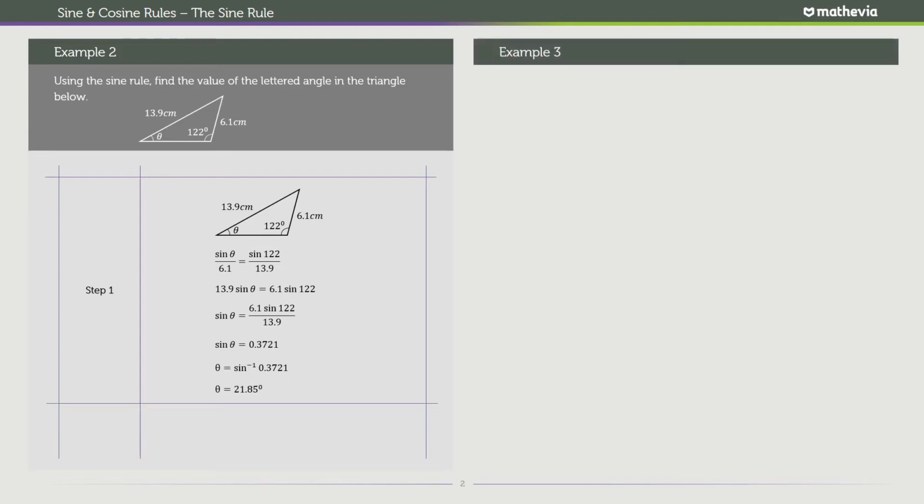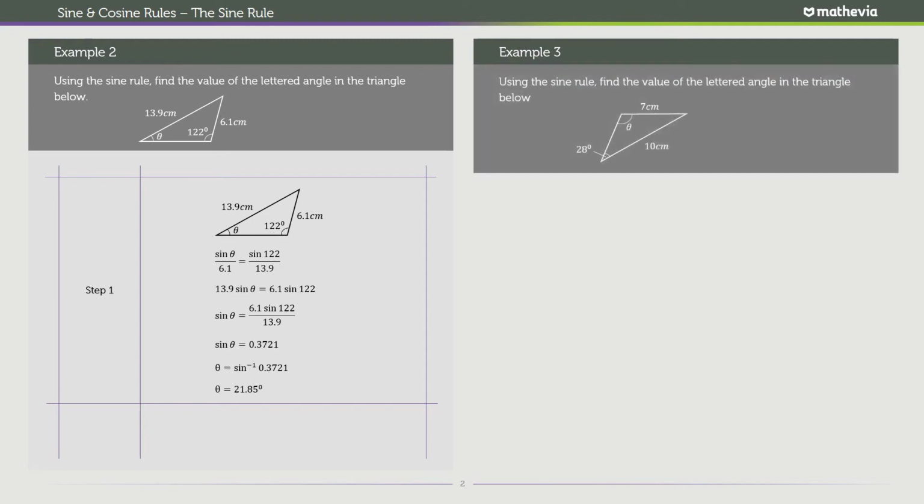Okay, so one final example, and something very interesting about the sine rule we're going to find out here. We have this angle theta, and we're looking to find it. It goes with 10 centimeters, and we also have 28 degrees going with 7 centimeters. So we apply the sine rule.